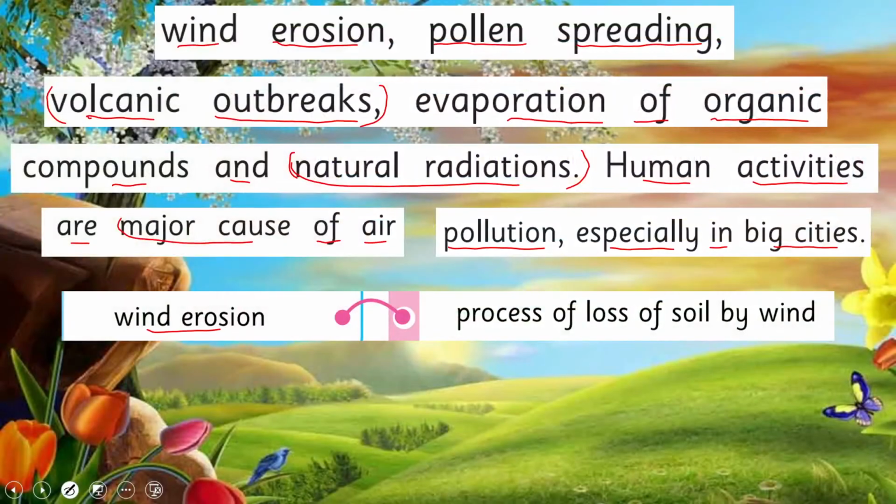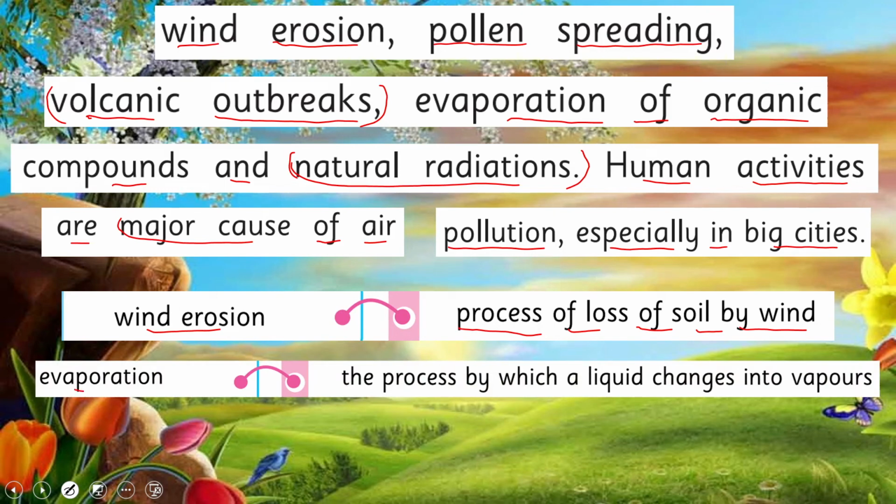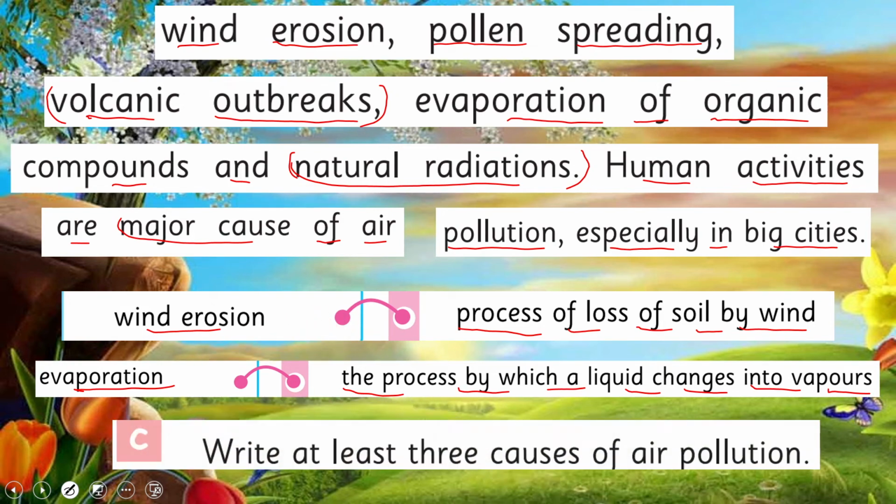Yes, what is wind erosion? The process of loss of soil by wind. This is wind erosion. And what is evaporation? The process by which a liquid changes into vapors. This is due to heat, when liquid is changed into vapors in the air. This is called evaporation.